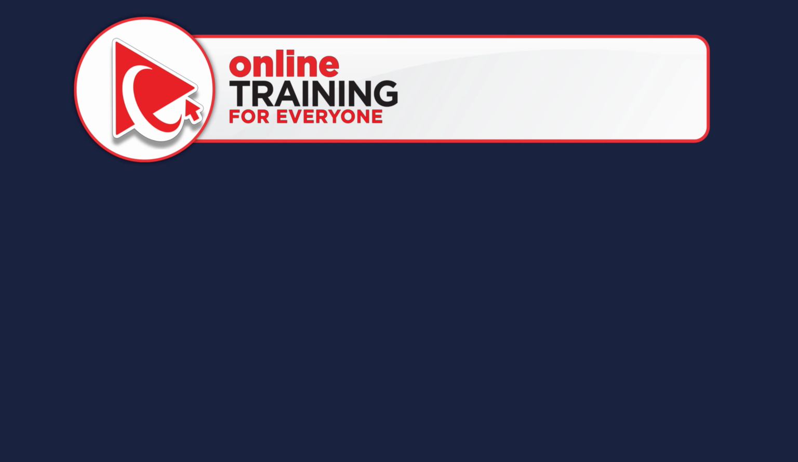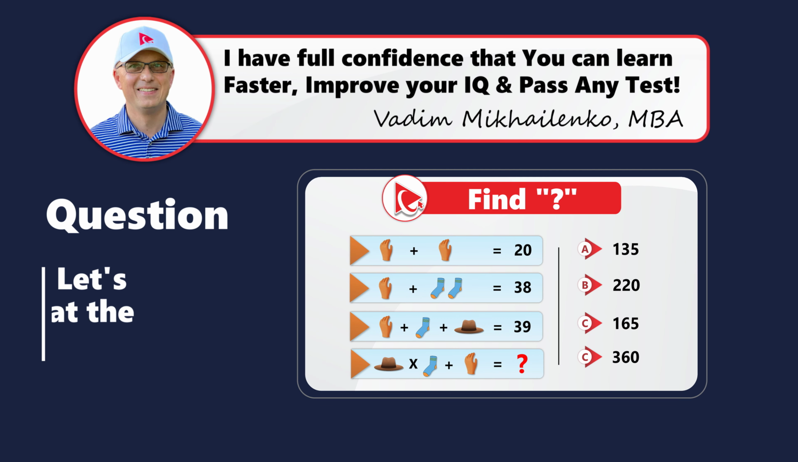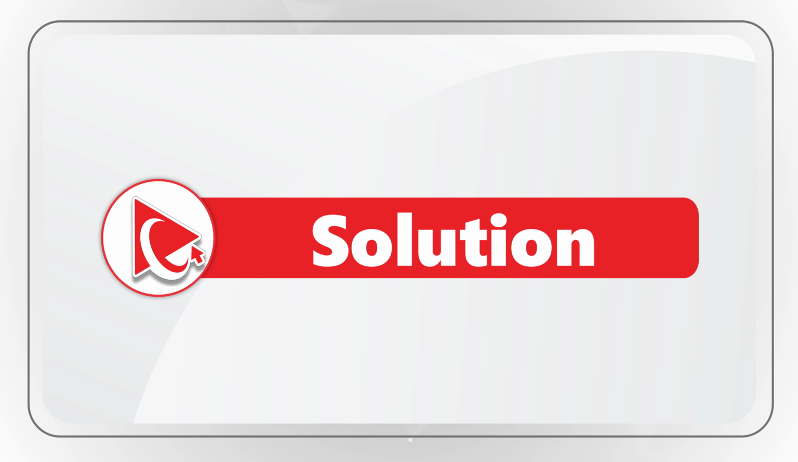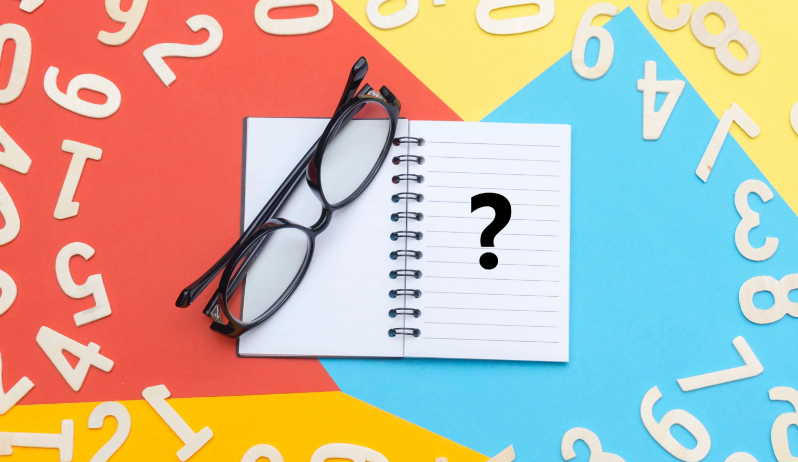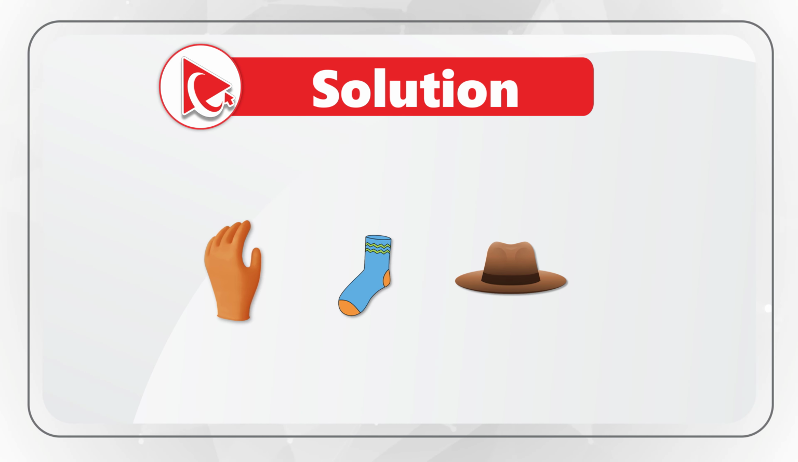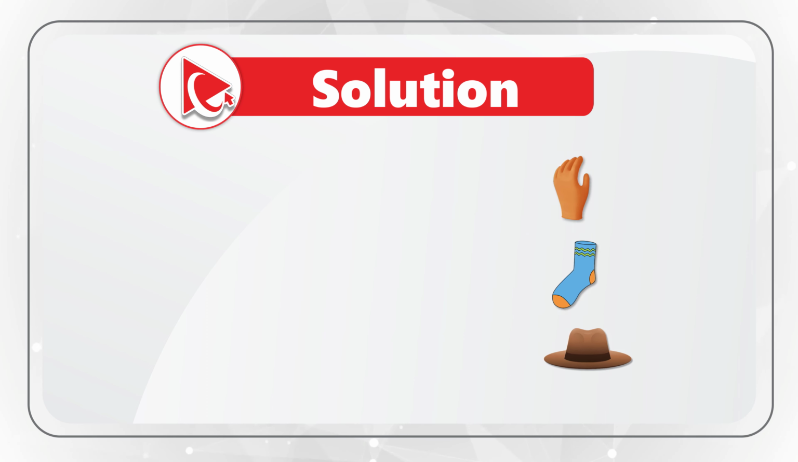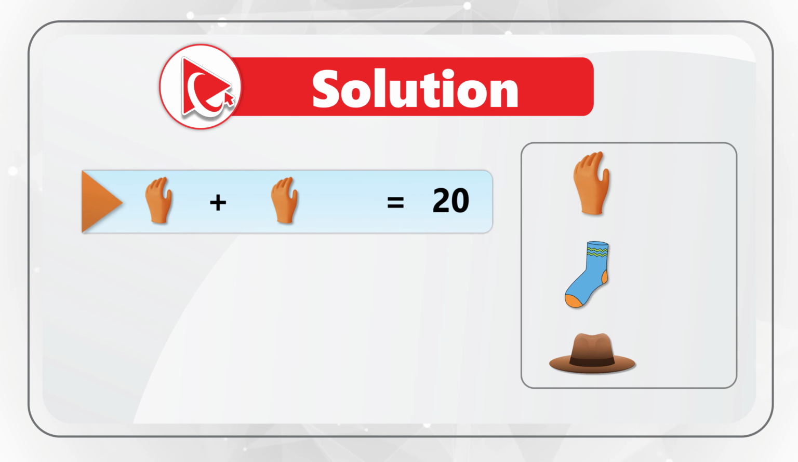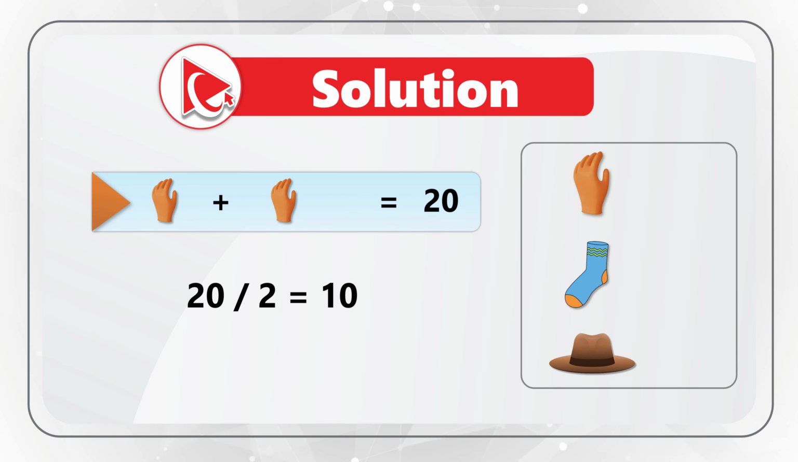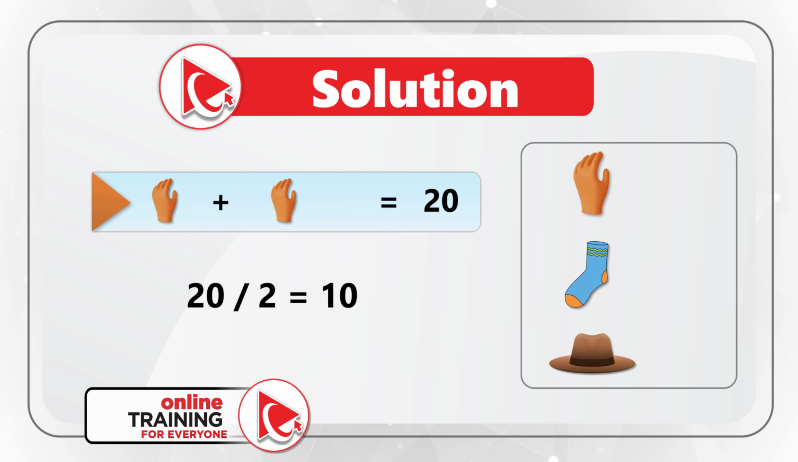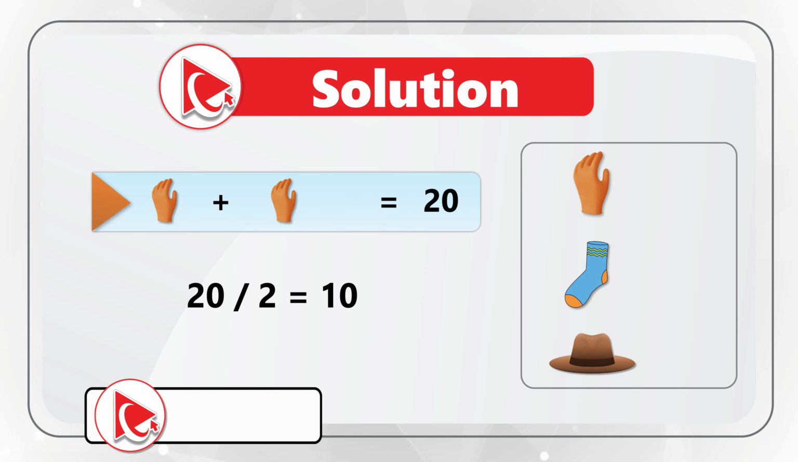On my end, I am moving forward to share with you my version of the solution. And if you have a better way to solve it by using your mental powers, please make sure to share in comments. Obviously, to solve this challenge, you need to find the numbers associated with each object. You need to find the numbers for glove, for sock, and for the hat. Let's look at each expression in more details. Since 2 gloves equals 20, 1 glove is equal to 10 because 20 divided by 2 equals 10.